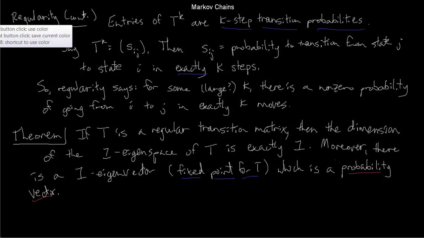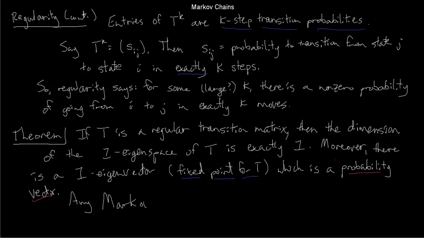And, even better, no matter where you start your Markov chain, any Markov chain with this transition matrix will converge as k goes to infinity to that steady state vector, that fixed point for T, that probability vector. Doesn't matter, no matter where you start, any starting point at all, any Markov chain with this matrix will converge to that fixed point.